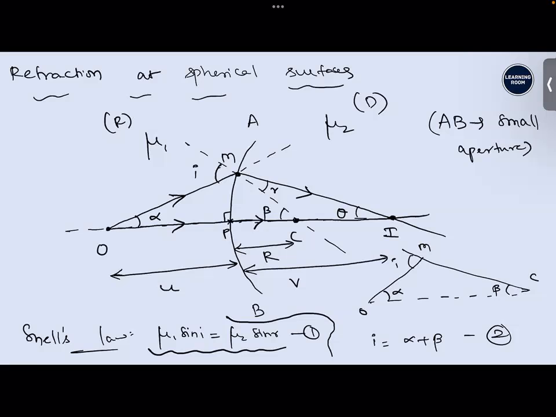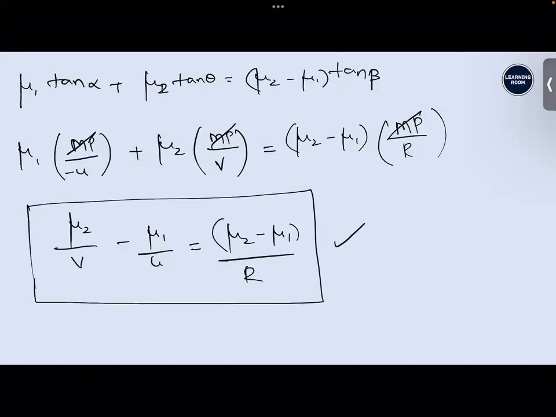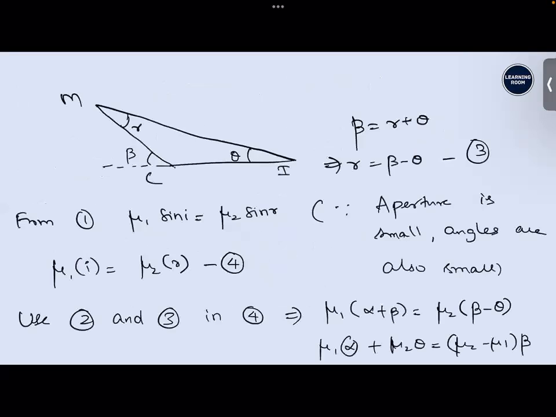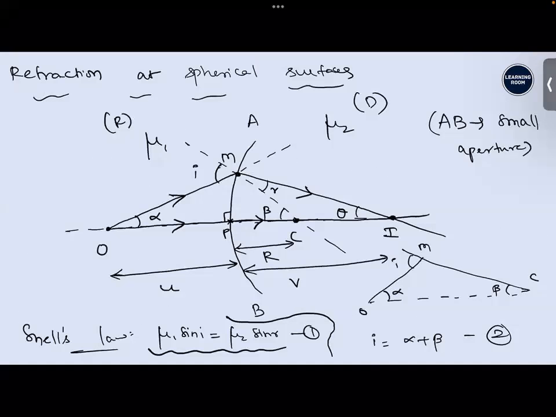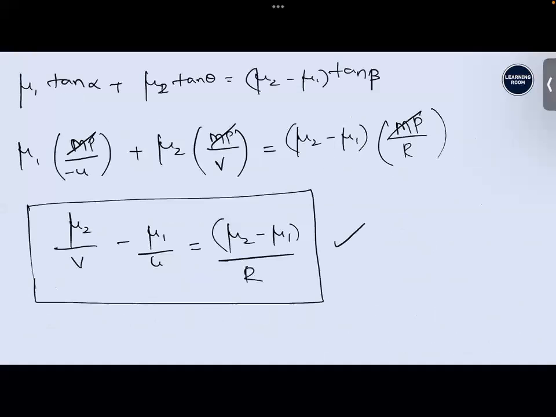Okay. Done. So copy it. Tan alpha is vertical by horizontal. Is it clear?